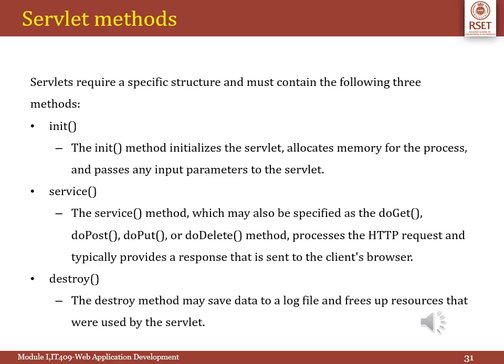The servlet requires a specific structure and it must contain the following three methods: init method, service method, and destroy method. The init method initializes the servlet and allocates memory for the process. The service method, which may also be specified as a doGet method, doPost method, doPut, doDelete method, etc., processes the HTTP request and typically provides a response that is sent to the client's browser. The destroy method may save data to a log file and frees up resources that were used by the servlet.